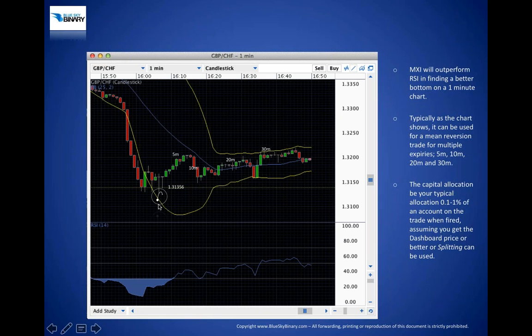Okay, it's a pretty powerful indicator. Again, as stated, it's better than RSI. All right, but let's discuss a little bit about how to refine that, how you can actually get the best out of the indicator. And before I do that, a quick word on capital allocation.